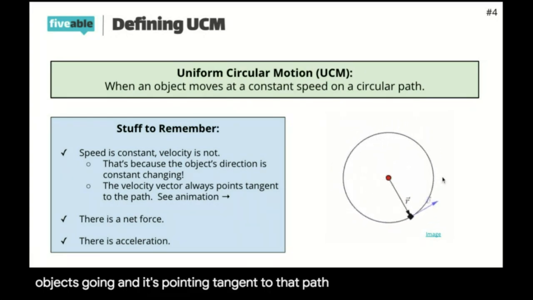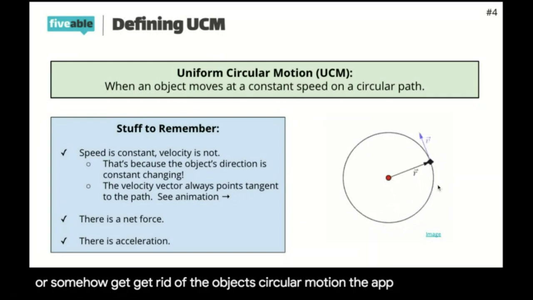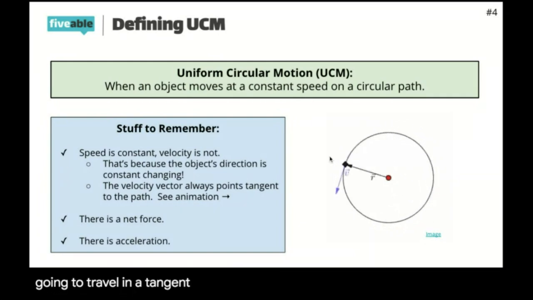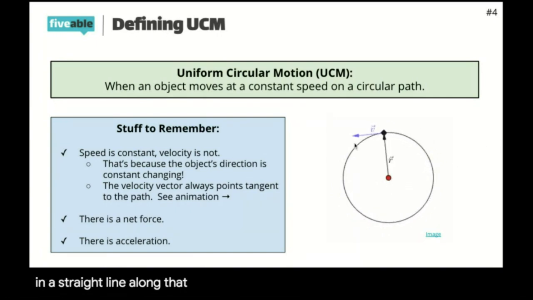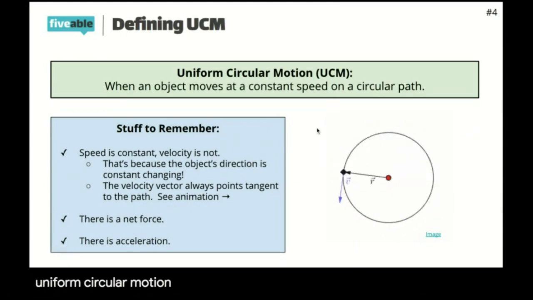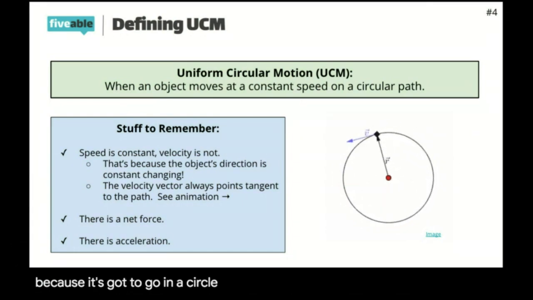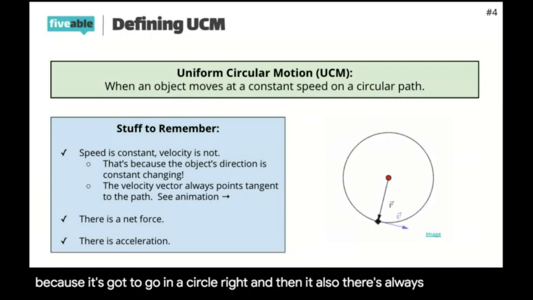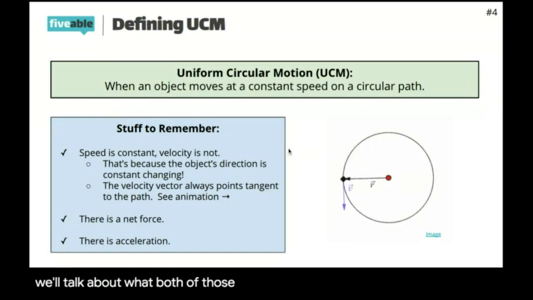As the object's going around, it's pointing in the direction the object's going, and it's pointing tangent to that path. If we were to cut the string or somehow get rid of the object's circular motion, the object is always going to travel tangent to the circle it's going in. So it would keep going in a straight line along that velocity vector arrow. Cool. For uniform circular motion, it's also important to note that there is always a net force, because it's got to go in a circle, right? And then there's always an acceleration, because if there's a net force, there has to be an acceleration. We'll talk about what both of those are in a moment.